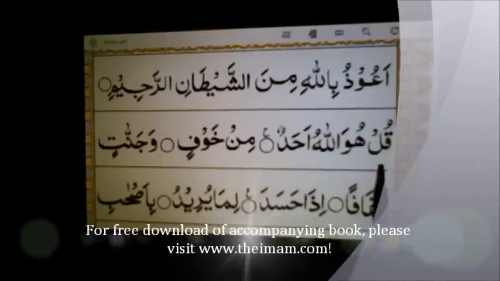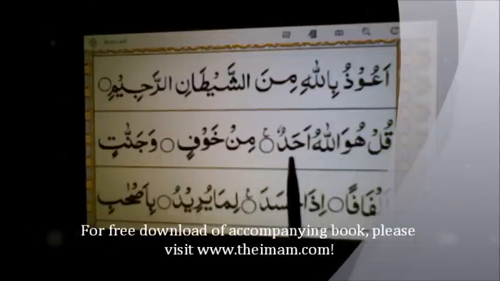For example, you would read أعوذ بالله من الشيطان الرجيم, Jim. Even though there's a kasra there, you would say Jim. So the beginning sound of the letter is pronounced, but not the actual vowel sound. Same thing here: قُلْ هُوَ اللَّهُ أَحَدٌ, أَحَدٌ. You have the dal, you're stopping there, so you would just pronounce the beginning sound of the letter and you would not pronounce dun. Min khawf, min khawf.